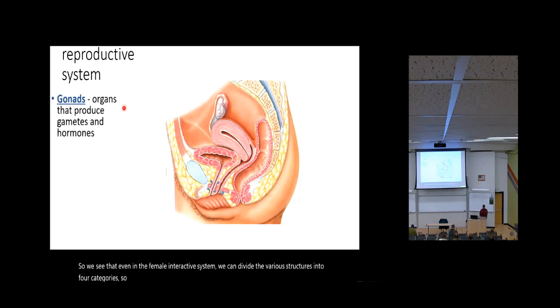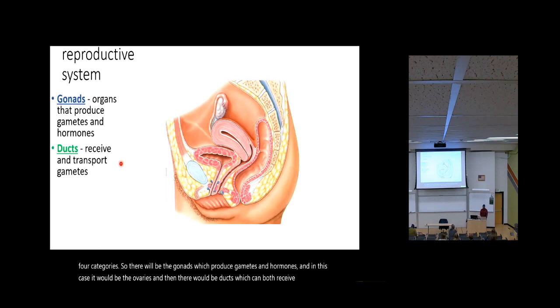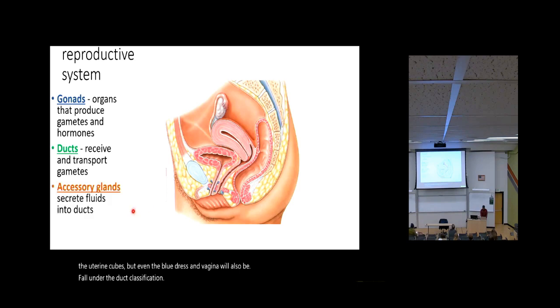So there will be the gonads, which produce gametes and hormones, and in this case it would be the ovaries. And then there will be ducts, which can both receive and transport gametes, and the ducts which we consider here may not look like typical ducts, right? We have the uterine tubes, but even the uterus and the vagina will also fall under the duct classification. And then there will be the accessory glands, which secrete fluids into these ducts. We'll look at one example of that. And finally, we'll consider a few parts of the external genitalia.